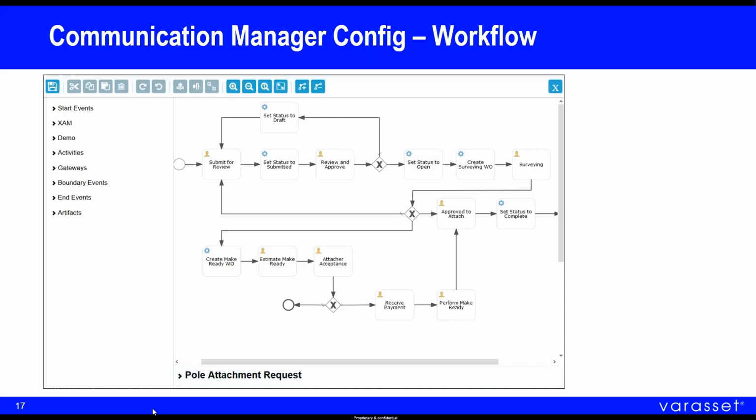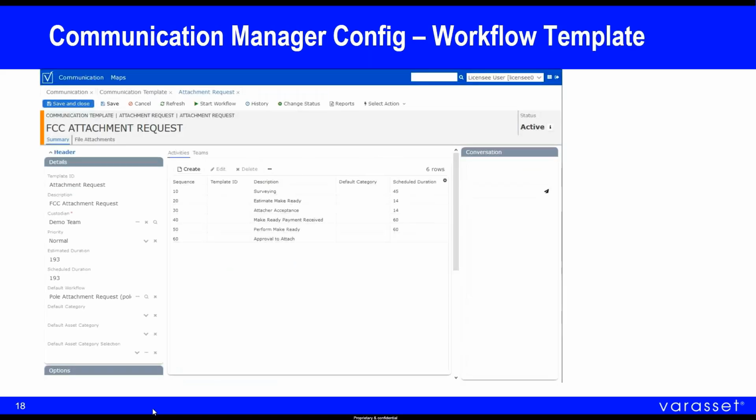So the system can actually set different statuses or even create work orders if you're using Varasset as a work order management tool as well. So we use Communication Manager for the communication part. If you want to do additional work order planning and execution, you can use the work orders within Varasset as well. Okay. So that's the first piece of configuring Communication Manager, is to configure out the actual business process, the workflow process of working through the attachment request process.